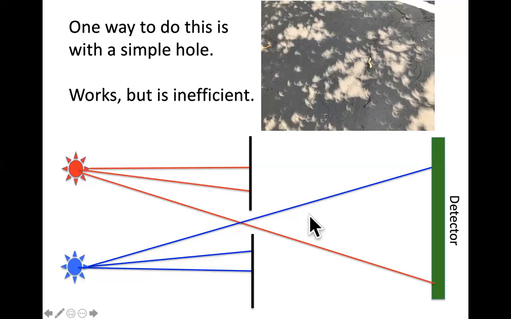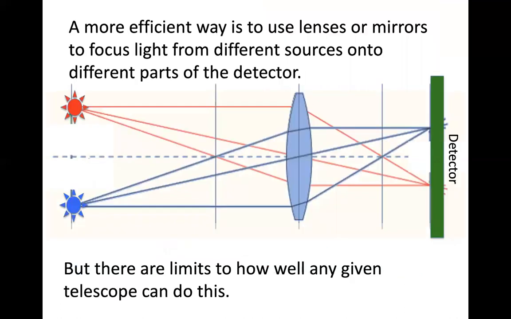So this is the simplest way to do it, but it is highly inefficient because you're basically blocking most of the light that could have hit your detector and basically giving it up. So this isn't great. What mirrors and lenses allow you to do is take the light from these two sources that are going over a finite region in space and have all of that light focused to a particular point on a detector. So this is a case with a lens, but you can do the same thing with mirrors.